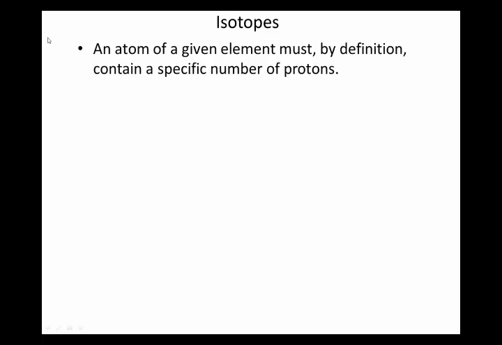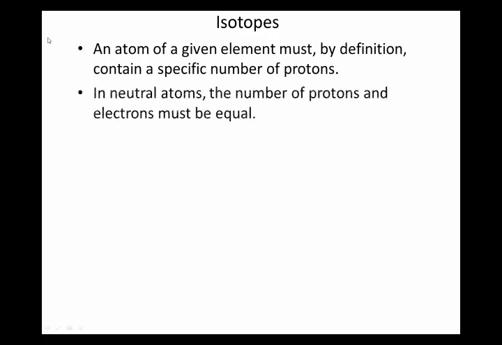As I mentioned before, an atom of a given element has to have a certain number of protons. And we can figure out how many protons that is by looking at the atomic number on the periodic table. So we know, for example, that carbon must have 6 protons, and oxygen must have 8, and so on and so forth.